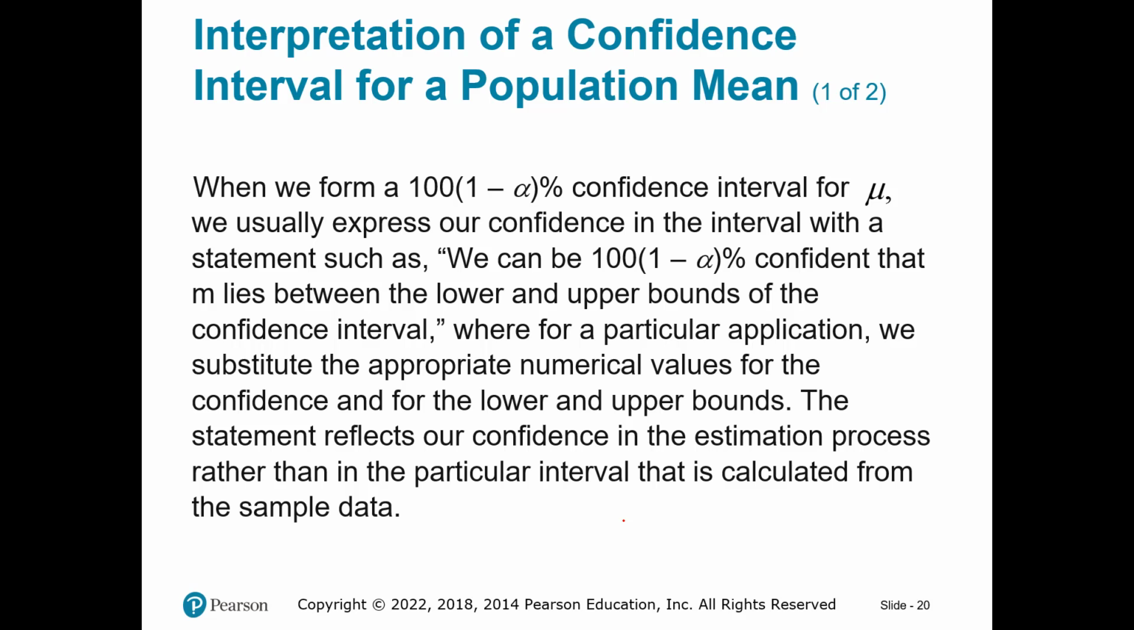So when we form a 100 multiplied by 1 minus alpha percent confidence interval for the population mean, we usually express our confidence in the interval with a statement such as: we can be 100 multiplied by 1 minus alpha percent confident that mu lies between the lower and upper bounds of the confidence interval.